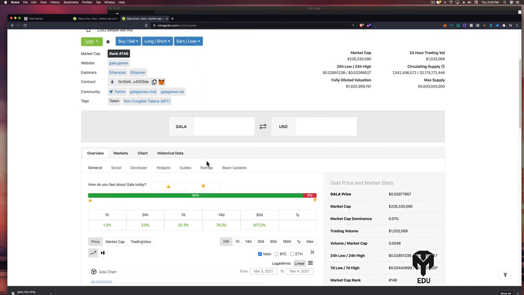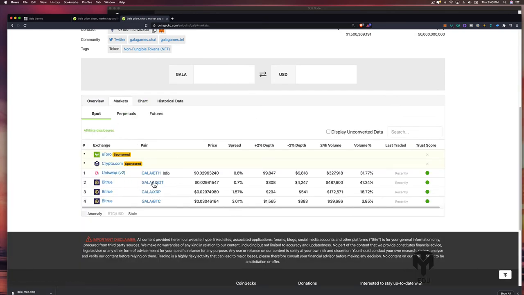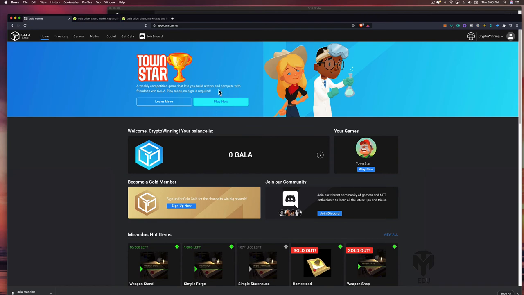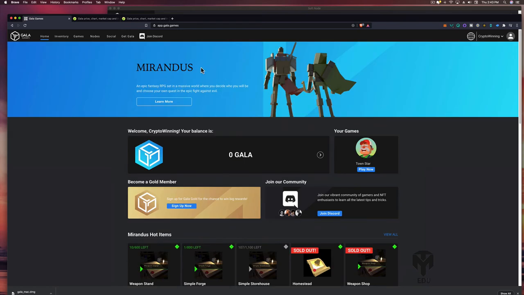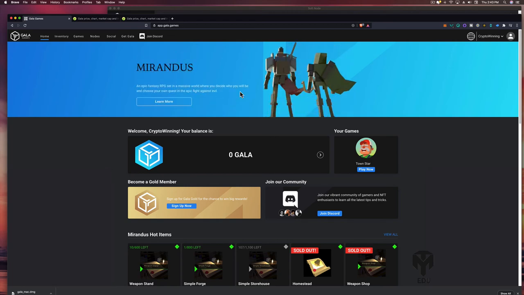Now, if you did want to buy this, you would come to markets and you can either get it on BitTrue or Uniswap. Got to pay some higher gas fees, but it's probably easier to get it on there. So this is going to be huge. Town Star is their first game, it's a pretty simple game, but the next game is Mirandus. When this comes out, we're going to be making so much money. There's no pre-mine. Every token, every NFT that comes into this whole ecosystem has to come through the nodes, and you're going to get a piece of that.